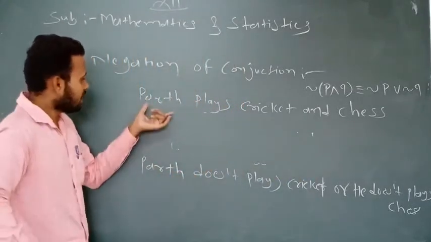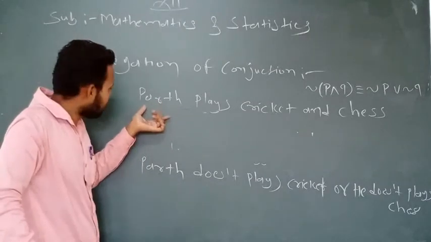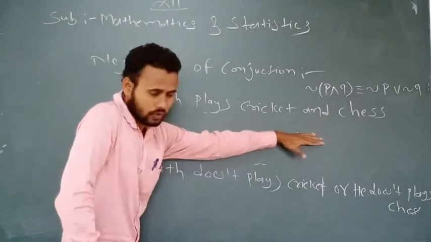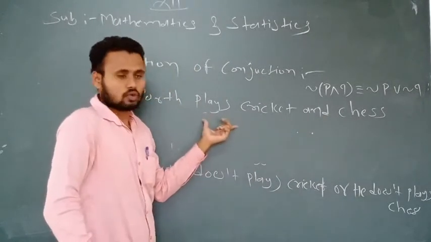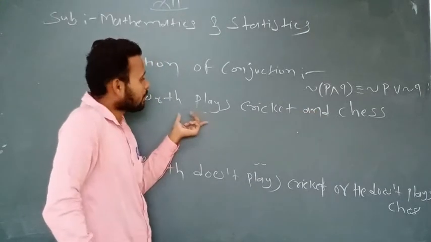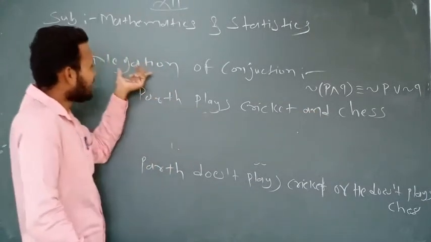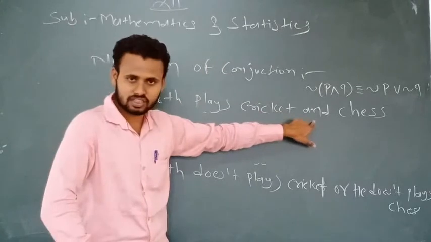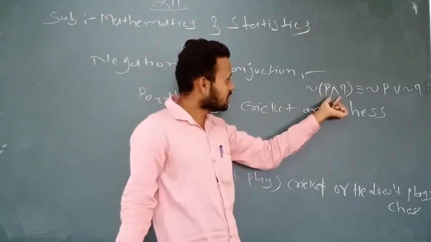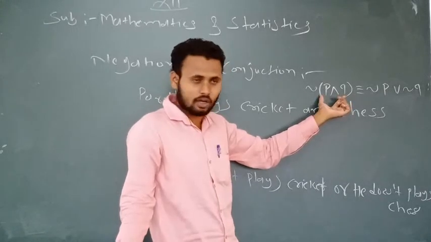Now, write the negation of the following statement: Park plays cricket and chess. It is a compound statement. Why? Because there are two simple statements connected by the logical operator and. So the negation of this compound statement is the negation of a conjunction. And we know that the negation of a conjunction of two simple statements is what?